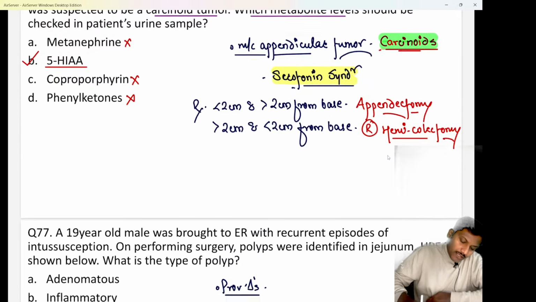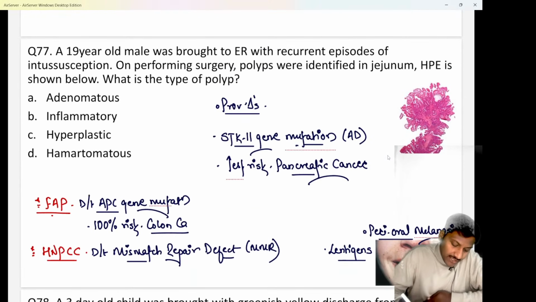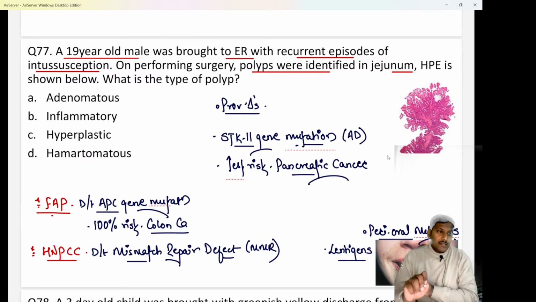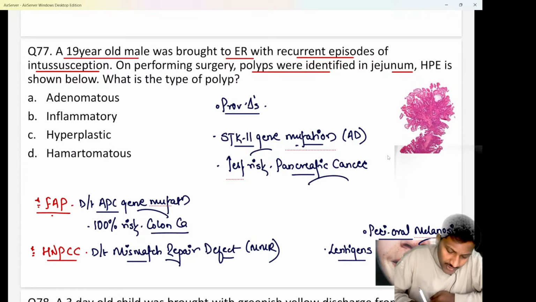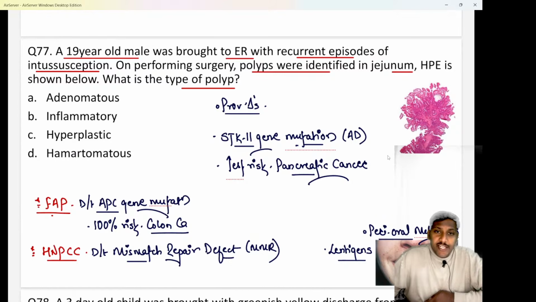Drug of choice for serotonin syndrome is cyproheptadine. Clear? Next, if I talk about question number 77, here we are having a 19-year-old male who was brought to the emergency room with recurrent episodes of intussusception. On performing surgery, polyps were identified in the jejunum. Histopathological examination of the polyp is shown below. They are asking you what is the type of polyp which you are able to see in this condition. So I'll come to the provisional diagnosis. You will tell me the answer of this question, whether it is an adenomatous polyp, inflammatory polyp, hyperplastic polyp, or hamartomatous polyp. What kind of polyp it is?